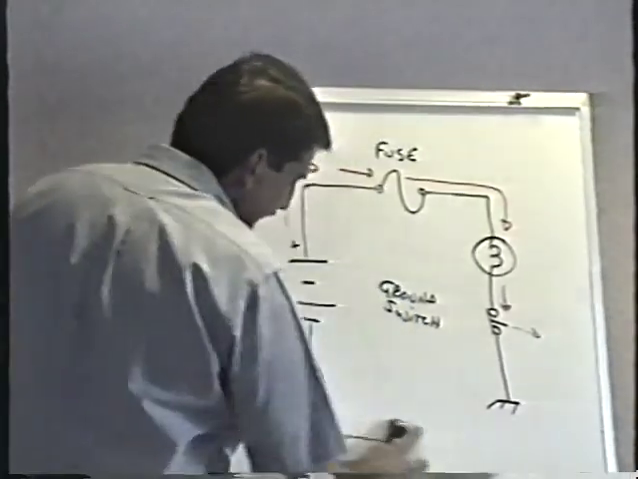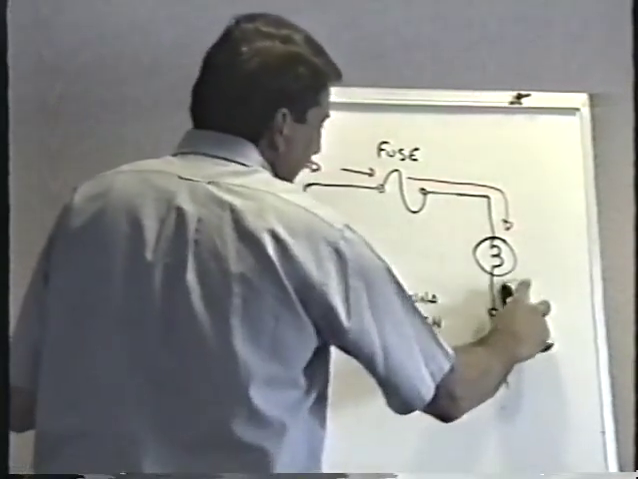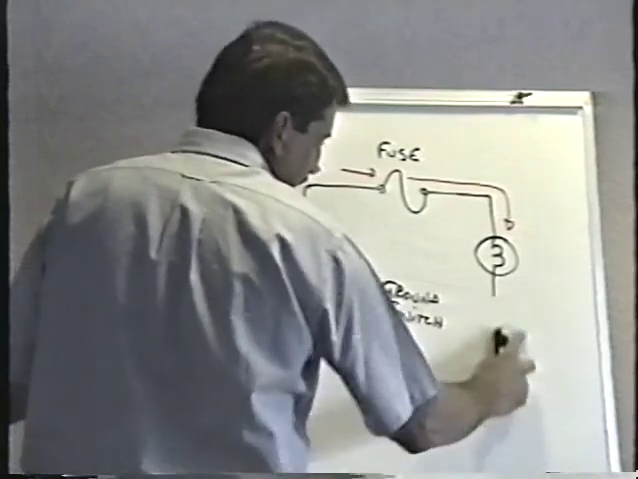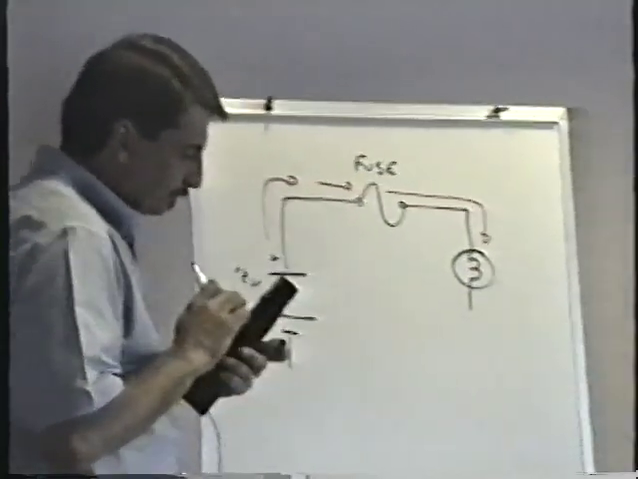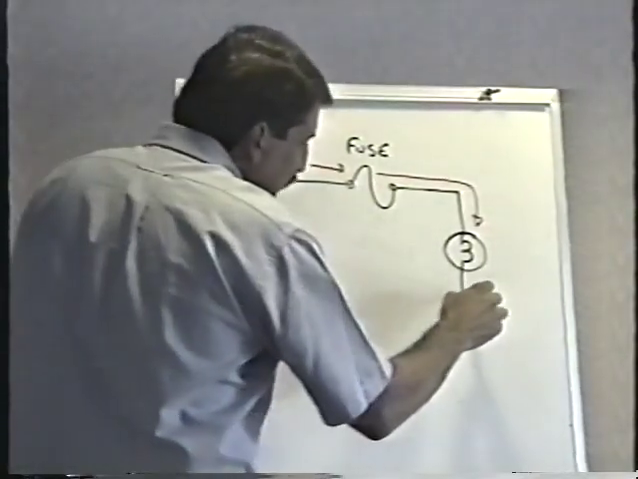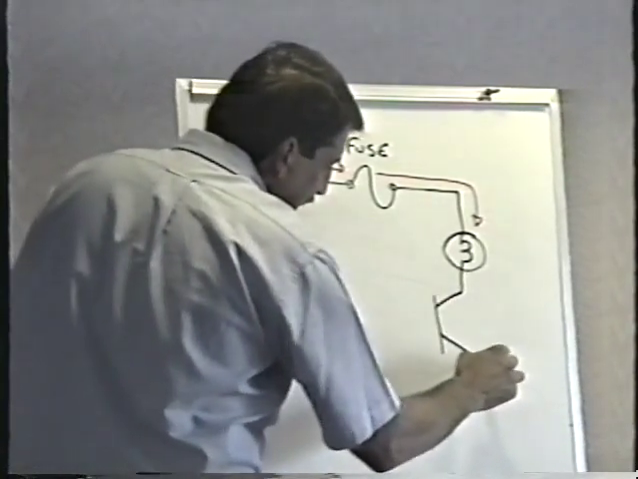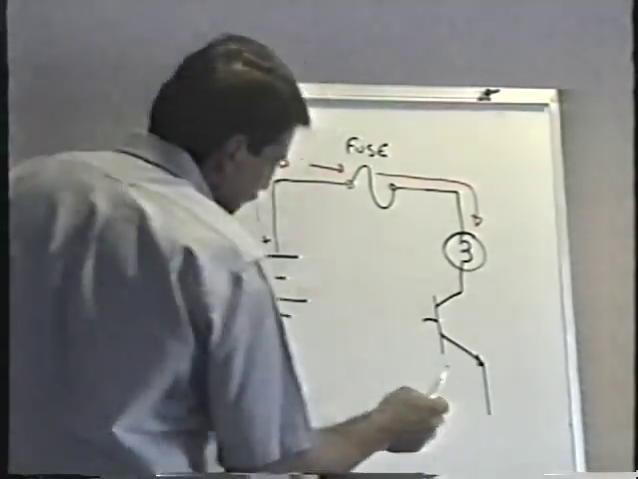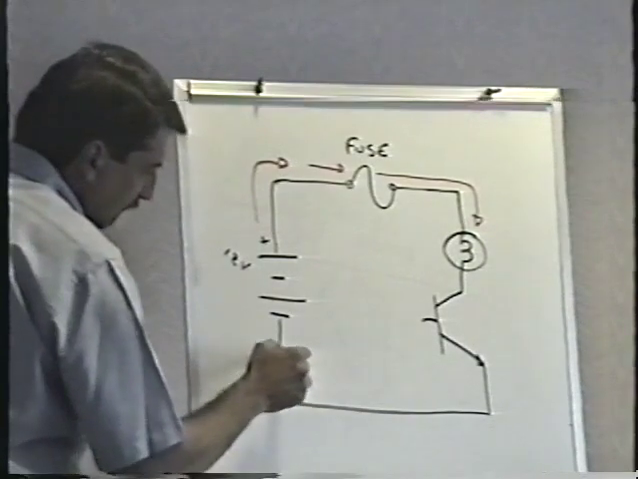Well, let's replace the ground switch. Let's replace this mechanical switch with an electronic switch. Let's replace it with a transistor. And remember that in a transistor, the main switching action is between the collector and the emitter, like that. And then here's our return path. I won't ground it here. We'll just do it like this, just to be convenient.